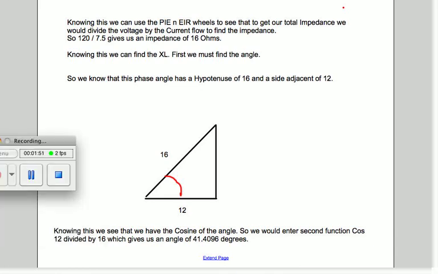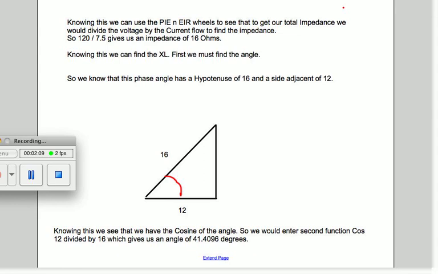We find from this, if we put in our calculator, second function cosine, what angle has this cosine of 12 divided by 16? It tells us 41.4096 degrees.